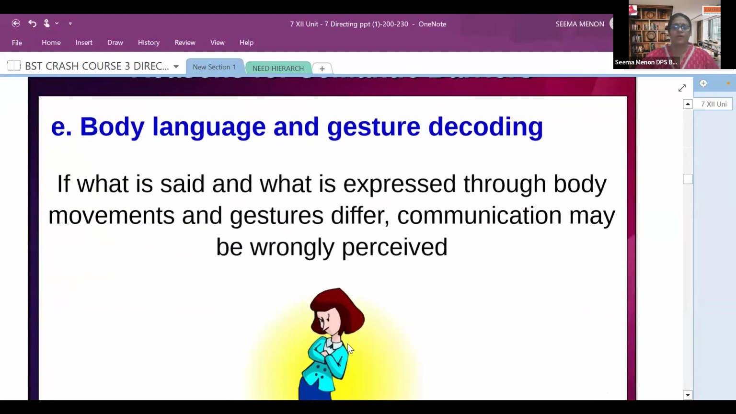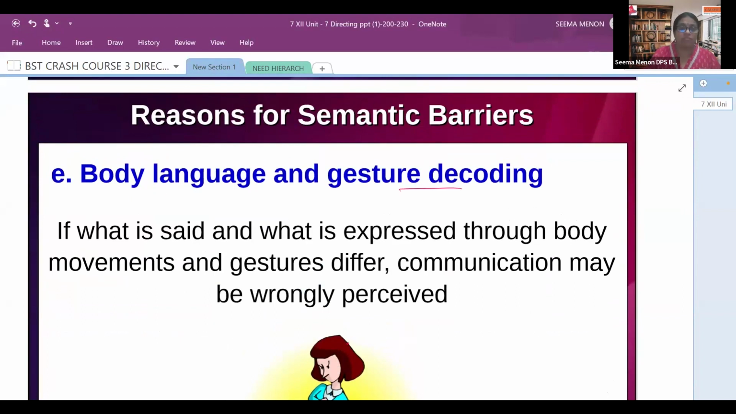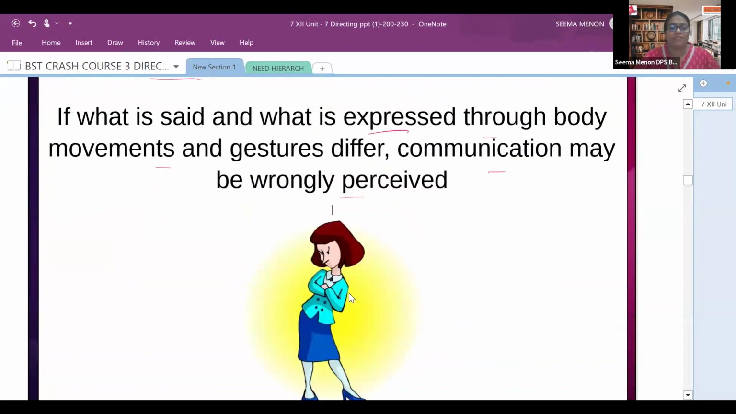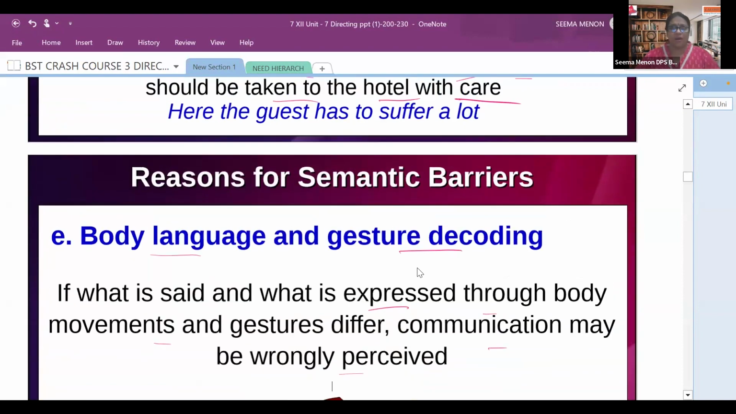Let's go to the next point, body language and gesture decoding. If what is said and what is expressed through body movements and gestures differ, communication may be wrongly perceived. Yes or no? You also know that. Sometimes, say I am speaking about the organization's performance not being good. Naturally, there will be a serious discussion. But in between, we are saying something not good about the organization.